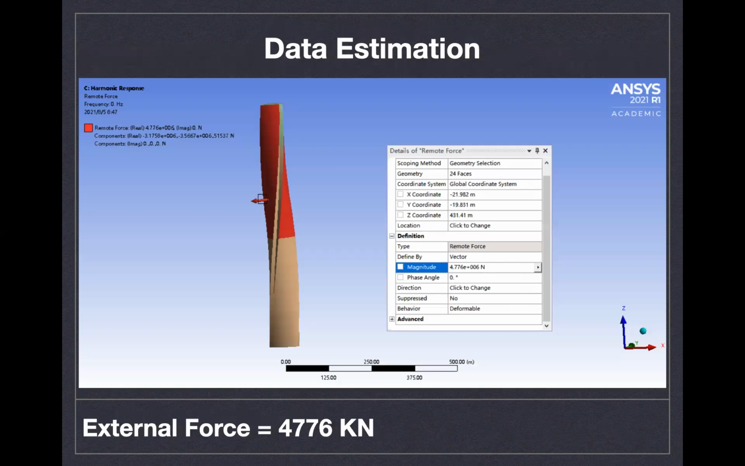And for the wind load, we consulted some papers and official documents and got an approximate external force of about 4,776 kilonewtons.